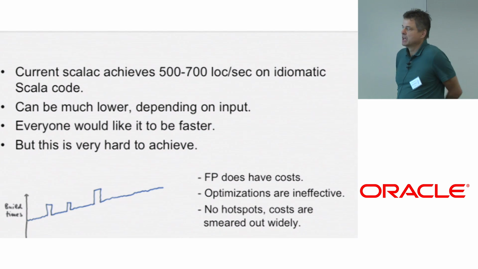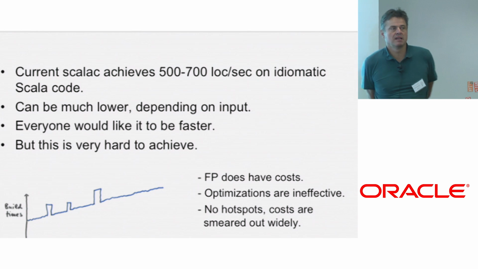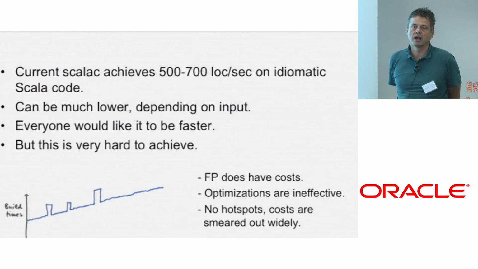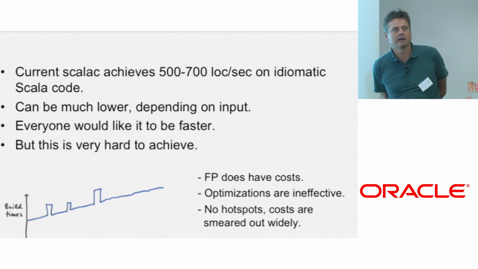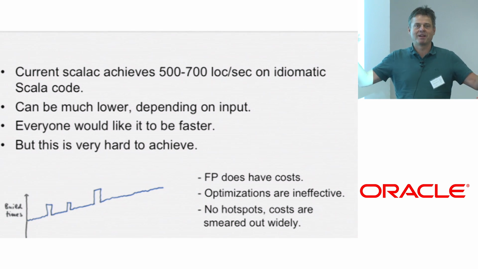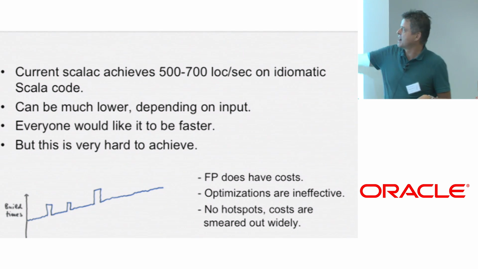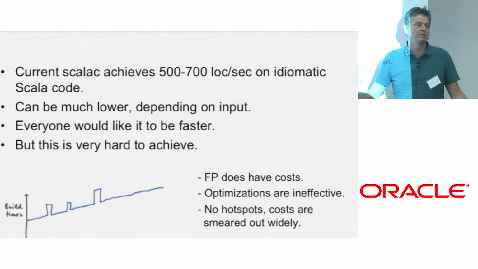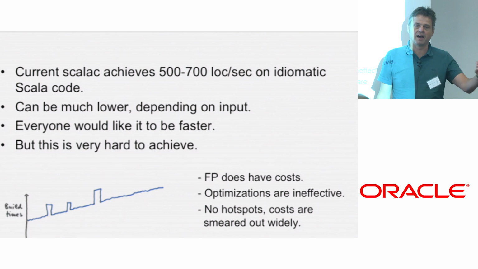So then the next challenge was speed. The current Scalac compiler achieves about 500 to 700 lines per second in idiomatic Scala code. If you write Scala like you write Java, you can get faster than that, but very few people do. If you write Scala like, let's say, Shapeless, or if you write Scala like Haskell plus type-level Haskell, then this count can drop dramatically. It can go down to, in one case, I saw a single-line query that took 6 minutes to compile.